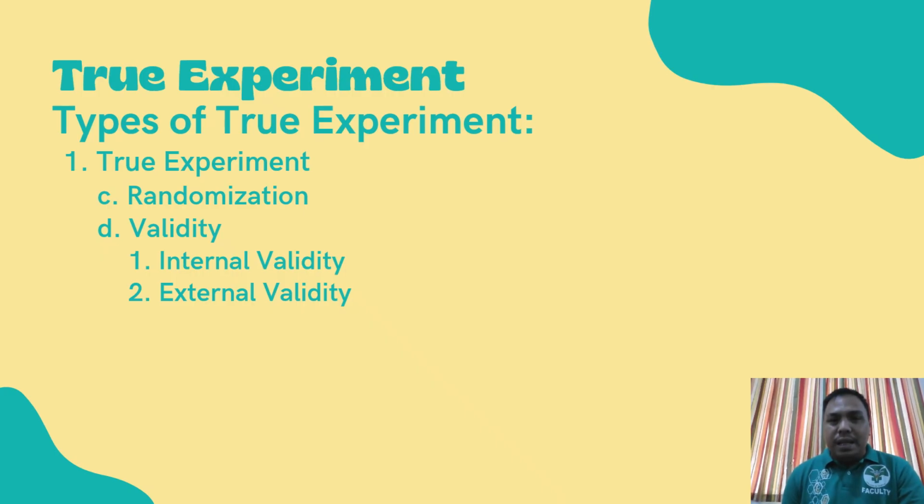And we have your validity. When we say validity, that refers to how accurately the experiment measures what it is intended to measure. We have your internal validity, the degree to which the results are truly caused by the independent variables, not by other factors. And then the external validity, the extent to which the findings can be applied or generalized to other settings, populations, or situations.